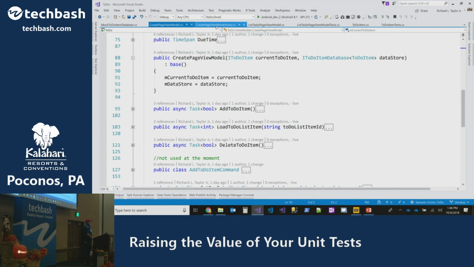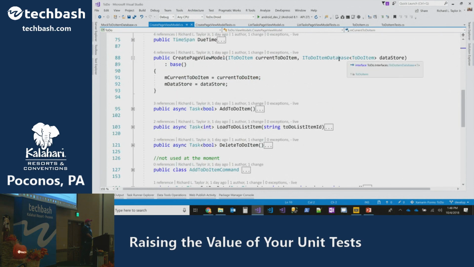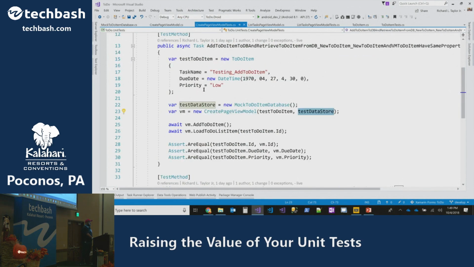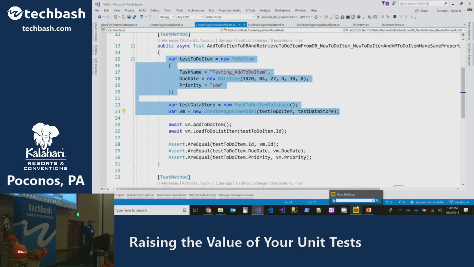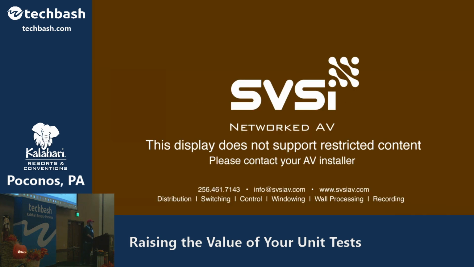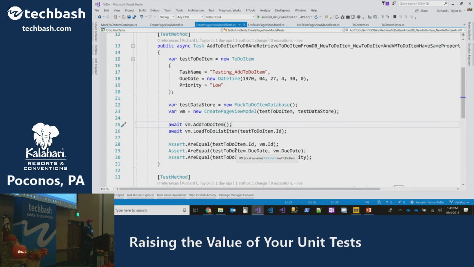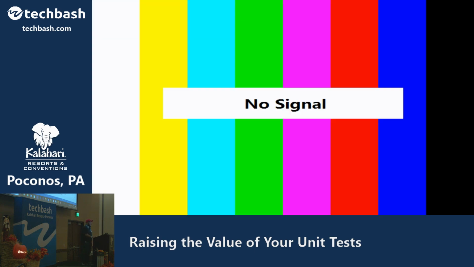I'm passing in the test data store, which is an ITodo. All right, so from here to here is basically the arrange step. Then with these two items, I'm going to add the item, and then I'm going to load it based upon an ID, and it's actually a known ID because I newed it up here. Then I'm going to assert, hey, does the ID on the item that I retrieved match the ID on so forth and so on for due date and priority. And so you see how that one works.